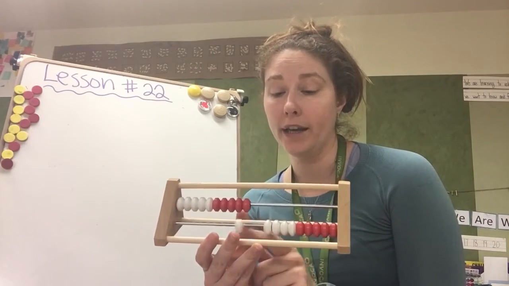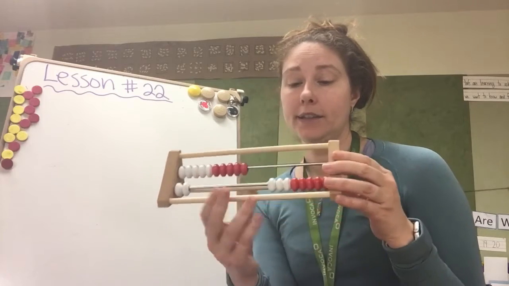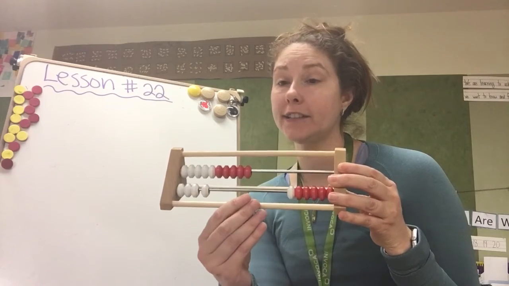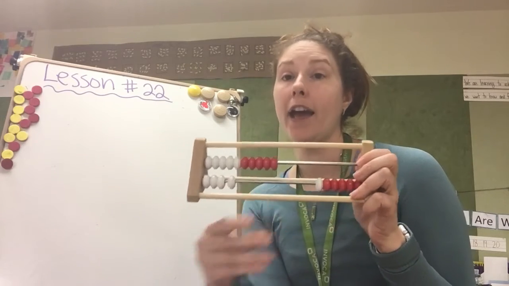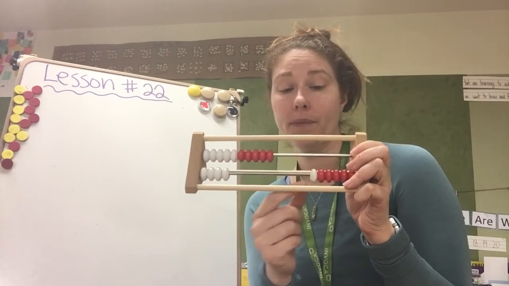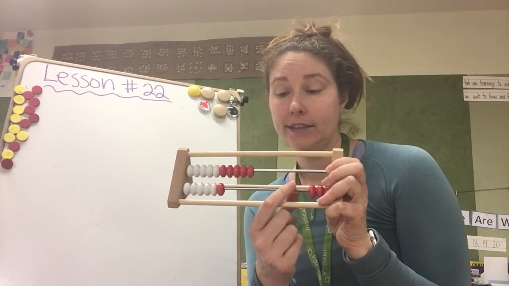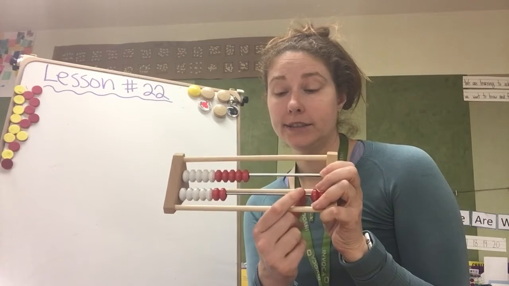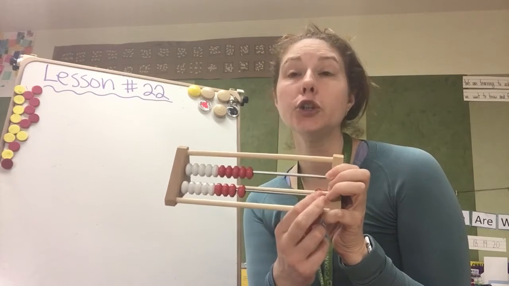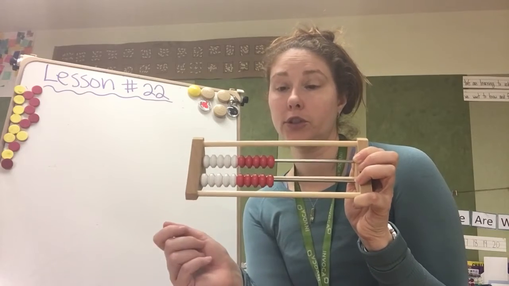So 10, 1, 10, 2, make sure you're counting with me, 10, 3, 10, 4. So I'm only counting the say 10 way right now, and I'm counting up by 1 more. So 10, 4, 10, 5, 10, 6, 10, 7, 10, 8, 10, 9, 2 10s, right? 2 10s now. 1, 2, 2 10s.